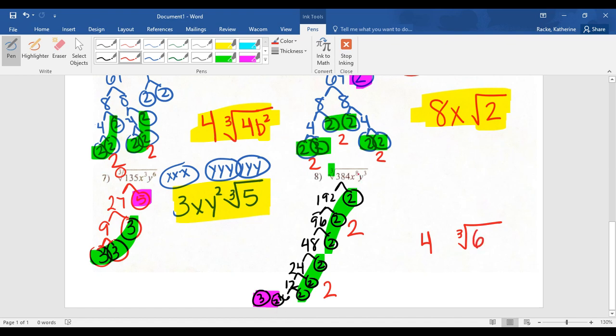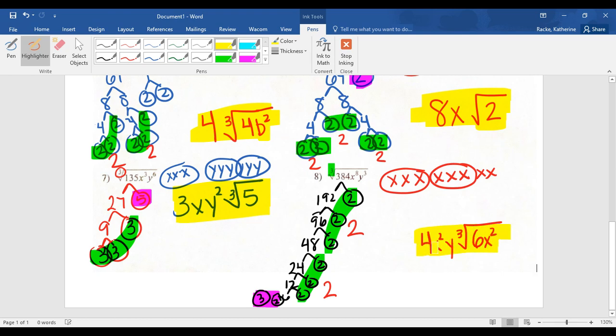And then I have x to the 8th, okay? Looking for groups of 3. So how many groups of 3 do I have in 8? Okay, if you understand, there are 2 groups of 3 in 8. 1 here, 1 here. So pulling out x squared. I also have 2 x's left on the inside to give me x squared on the inside as well. I have y cubed. I have 1 group of 3 in that, so my final answer would be 4x squared y, the cube root of 6x squared.